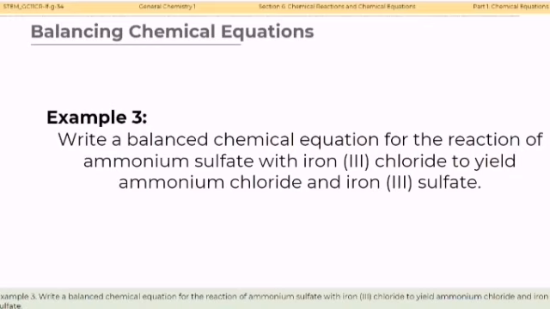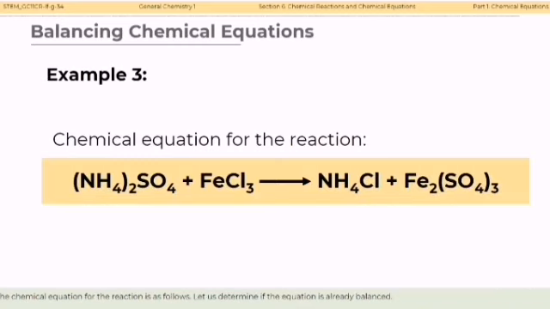Let's have example number 3 to absorb the concept. Write the balanced chemical equation for the reaction of ammonium sulfate with iron 3 chloride to yield ammonium chloride and iron 3 sulfate. The chemical equation for the reaction is as follows. If the equation is already balanced, the chemical equation for this is as shown.